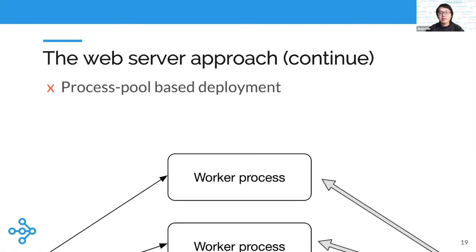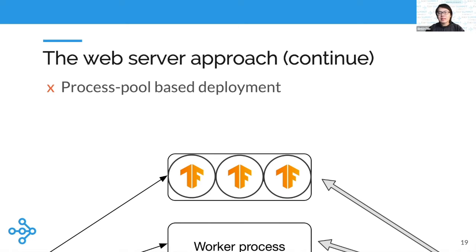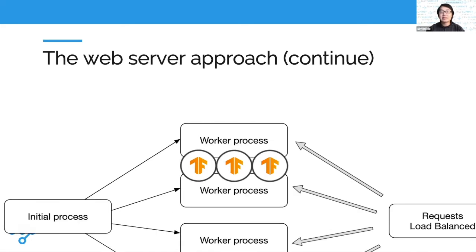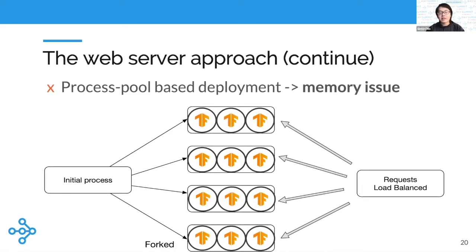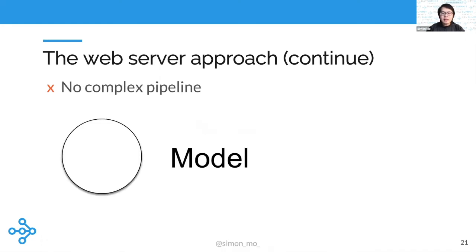Let's say we have three models for our model server, and then use this process pool deployment. Three models per web server can quickly turn into, say, tens of instantiations of the model in memory. Without any optimization, a typical deployment can often encounter out-of-memory issues. And another issue with this kind of web server approach is that it is difficult to form an inference pipeline.